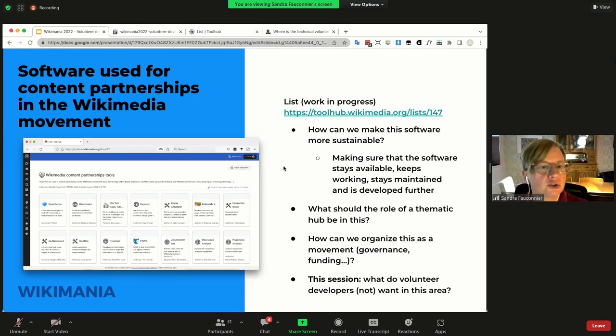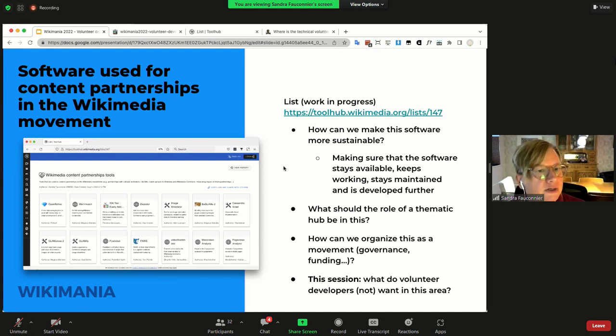And that raises various questions. In this session, in this discussion, we will only touch upon it very superficially. Our intention is really to continue talking about this over time, and this is only a starting point. But what can a thematic hub do in this area? What should a thematic hub do and not do? And we will talk about it already a bit in a few minutes.